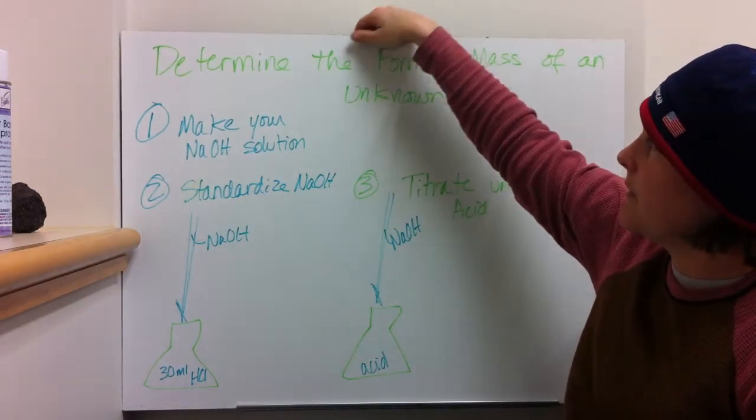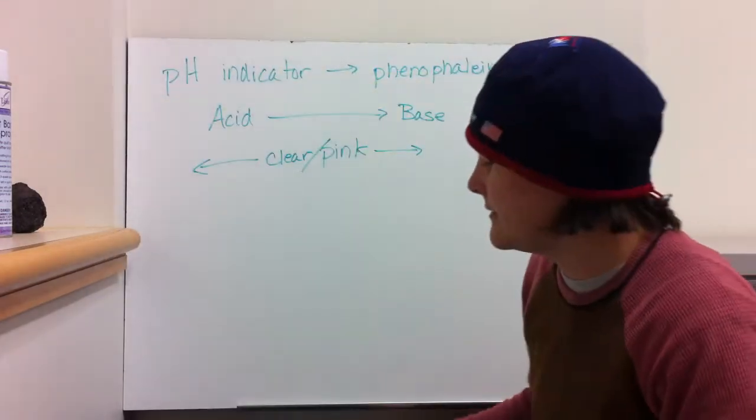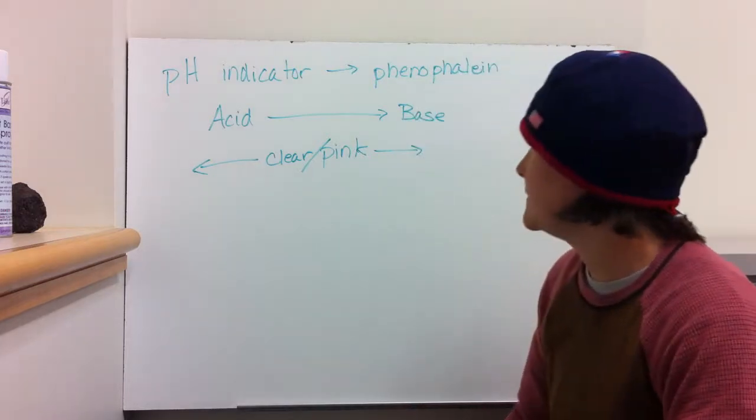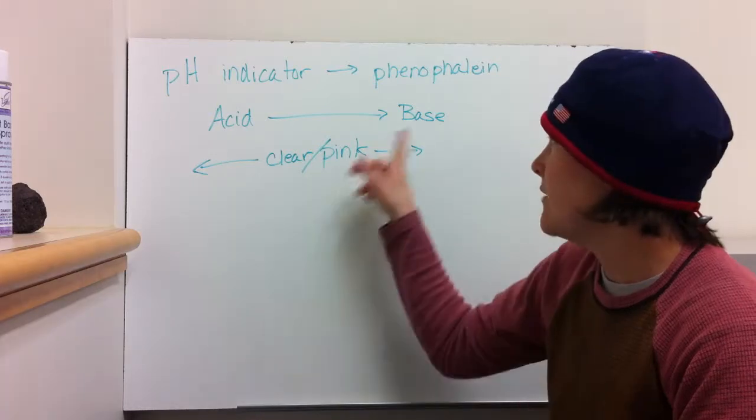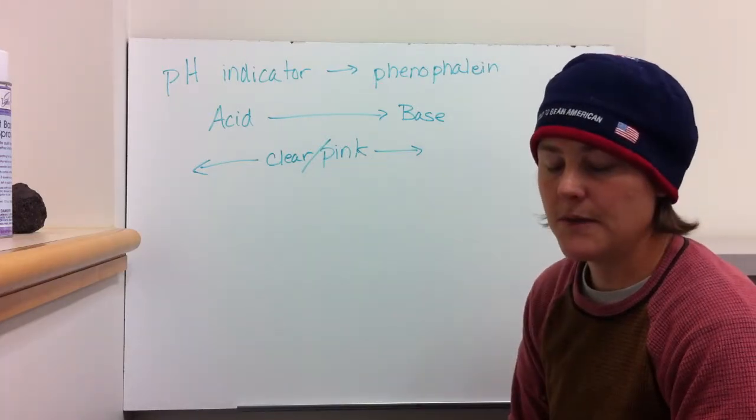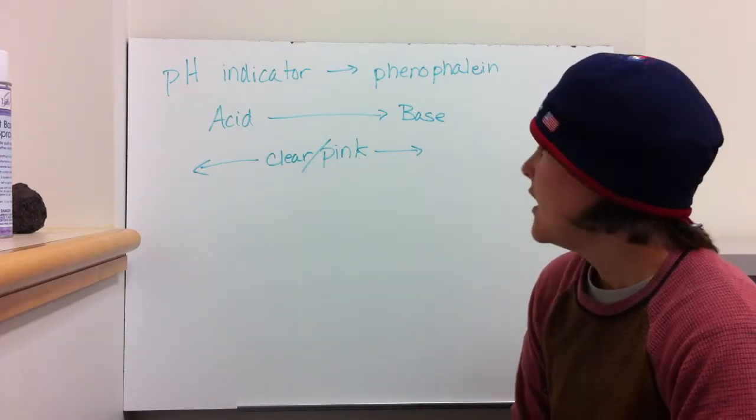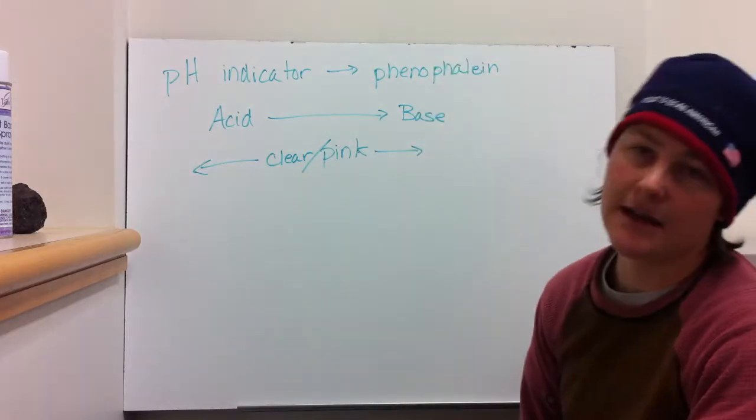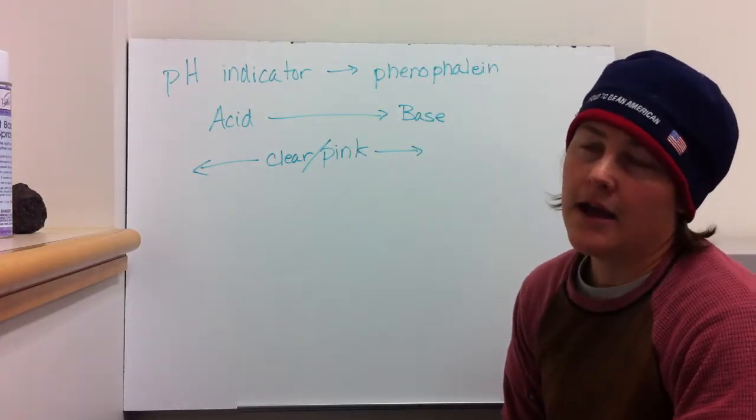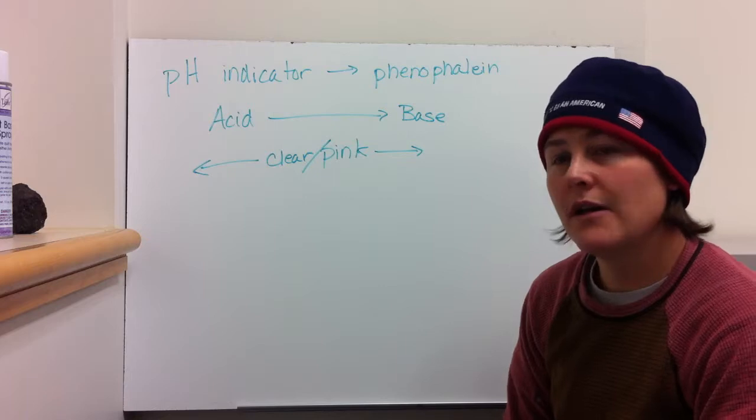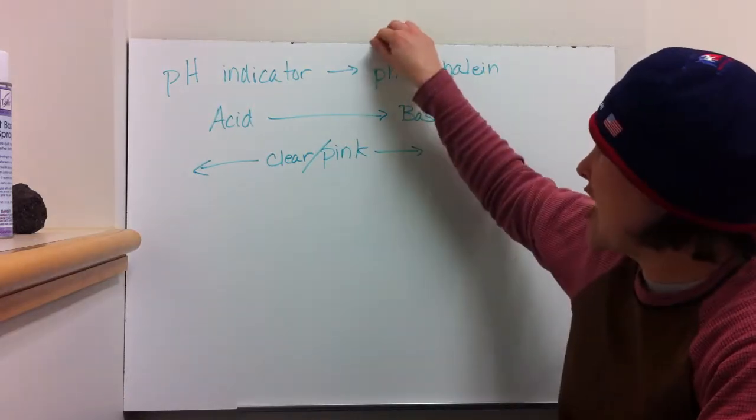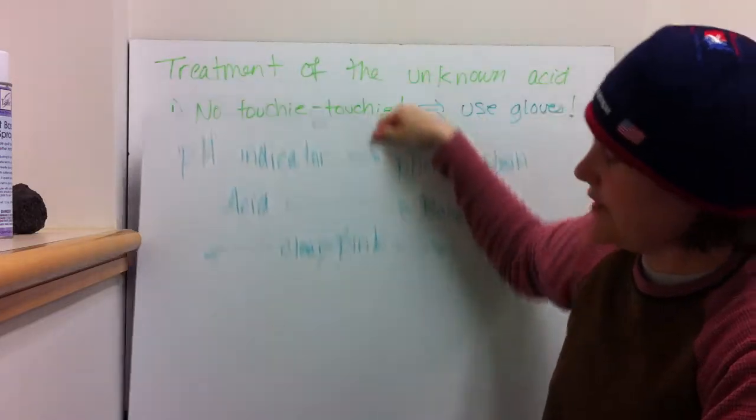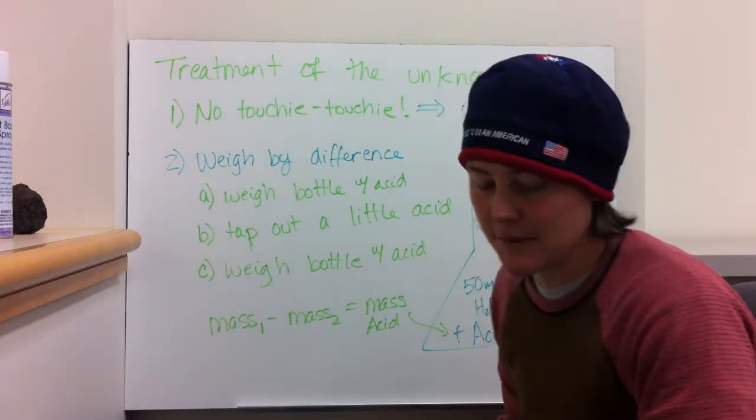So, for an indicator, we're going to use phenolphthalein, which when it's acidic, is clear, and when the pH increases, it's going to become pink. It can be anywhere from a slight rose color to a very, very magenta pink. So we'll see how that goes. Ideally, we'll have just a pale pink.